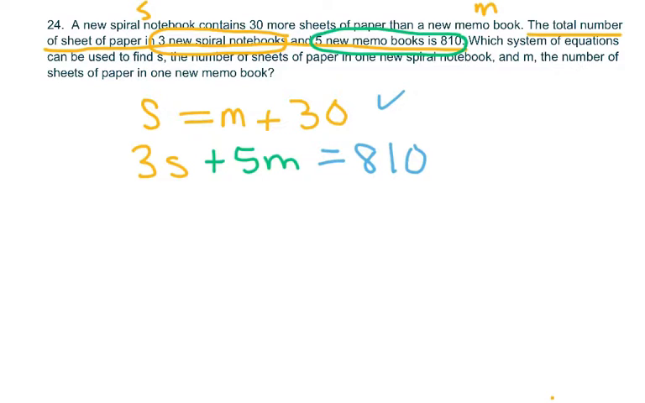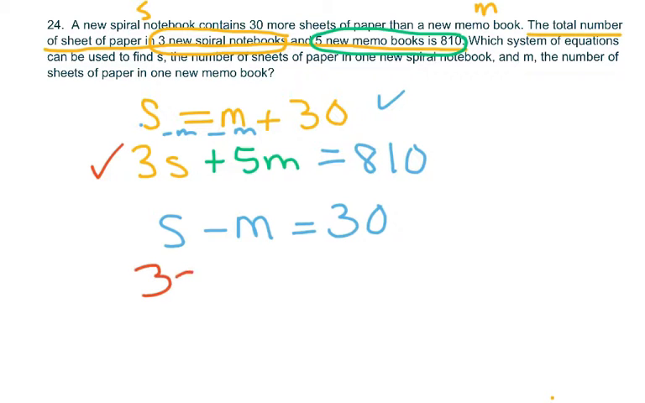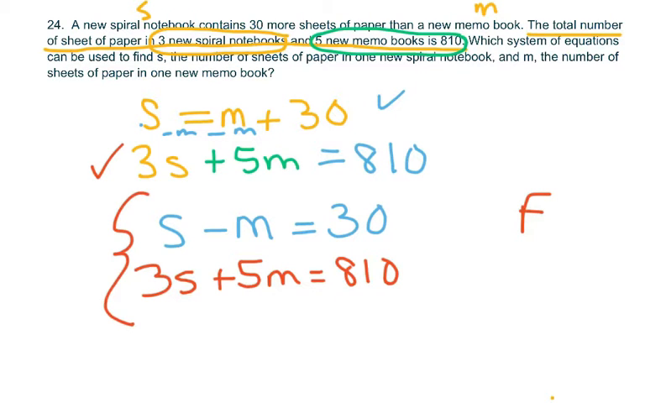I'm going to subtract the m from both sides. So you're subtracting m here, and we have s minus m equals 30. This one's already in standard form. So you get 3s plus 5m equals 810. And when I look at my answers, it looks like F is the answer. So that's my system of equations.